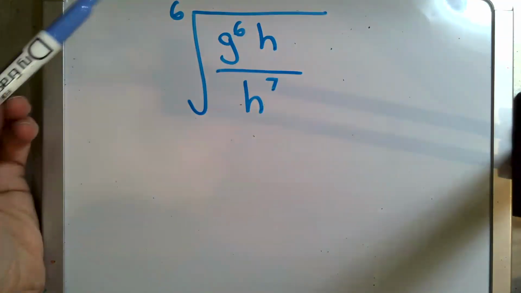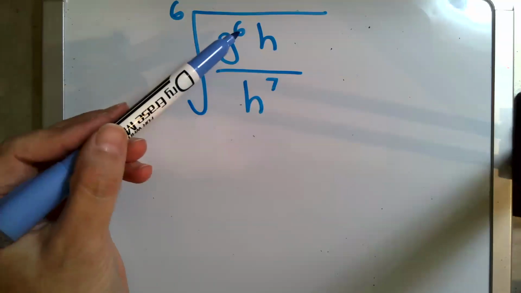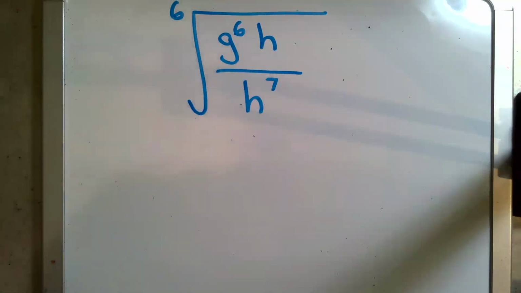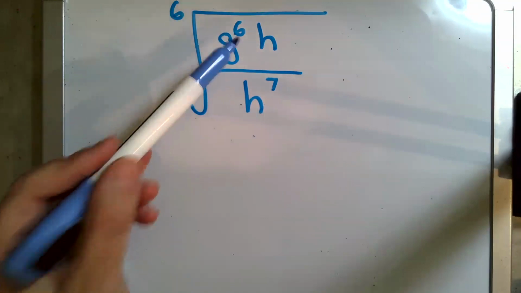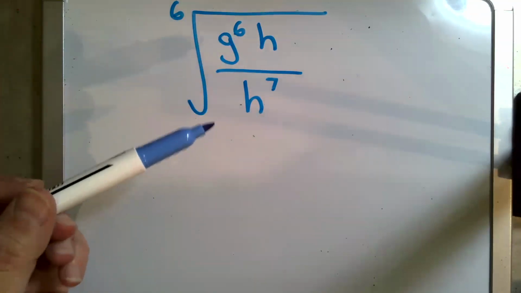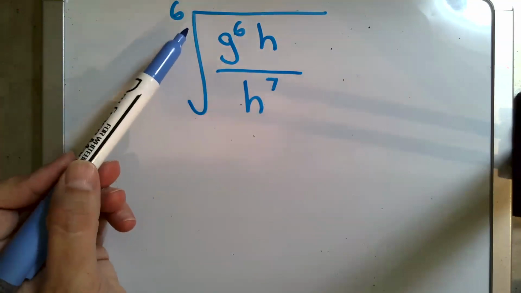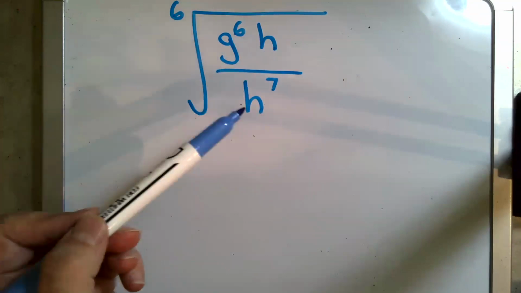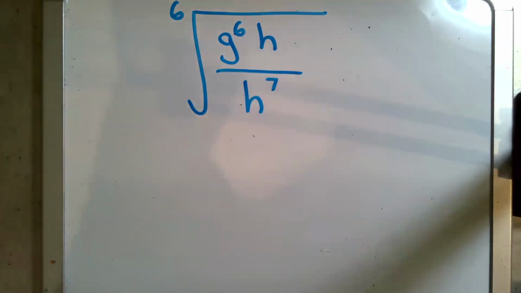Next problem. The sixth root of g to the sixth times h divided by h to the seventh. So the trick of these things always is, what do I do first? So one possibility, you see a sixth root of g to the sixth, we know that eventually is going to turn into just g. So we could separate it and make it the sixth root of g to the sixth times the sixth root of h divided by the sixth root of h to the seventh. But before we do that, I think there's something sleeker we could do, which is this.